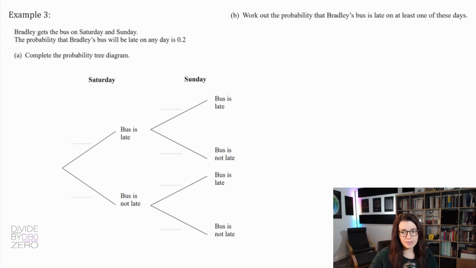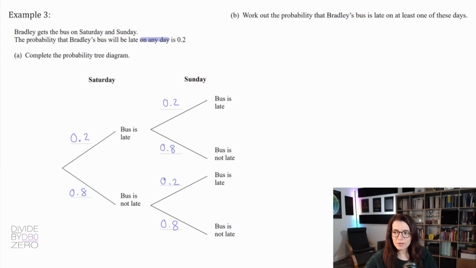So this time they're giving us the probability as a decimal, and that's fine. So we can say the bus is going to be late on Saturday with probability 0.2. Therefore, it will not be late with probability 0.8. Again, those two need to add up to 1. It says on any day, so we'll copy those probabilities across for Sunday, and that's it for part A.